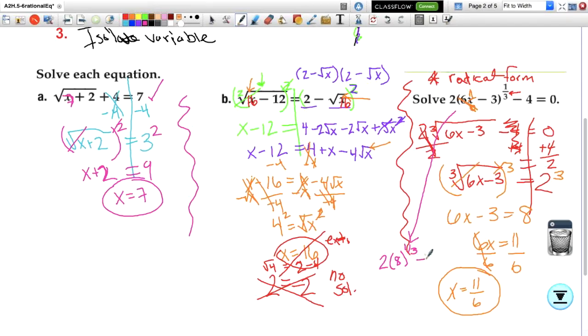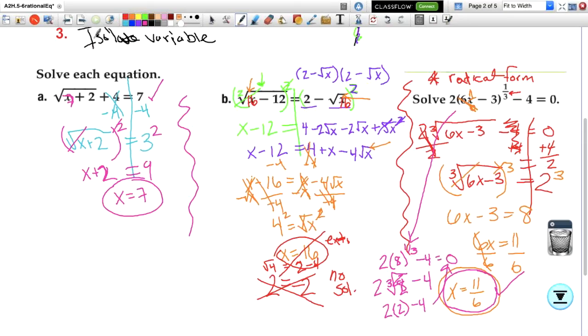minus 4 equals 0. So 8 to the 1/3 is the exact same thing as the cube root of 8. Well, the cube root of 8 means what number times itself 3 times equals 8? That's just 2. So I have 2 times 2 minus 4. Well, 2 times 2 is 4, and 4 minus 4 is 0. It works. It is not extraneous. X equals 11/6 is my answer. Okay?